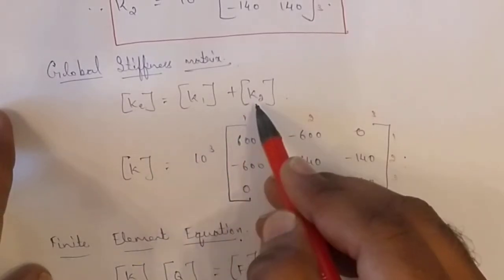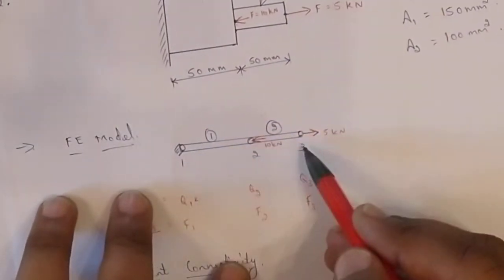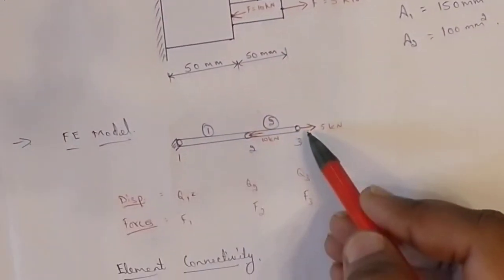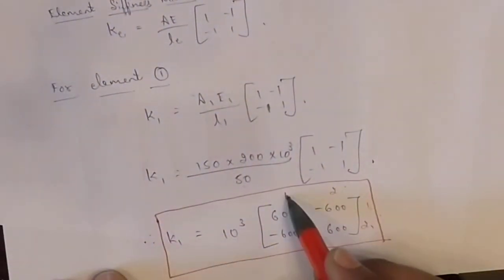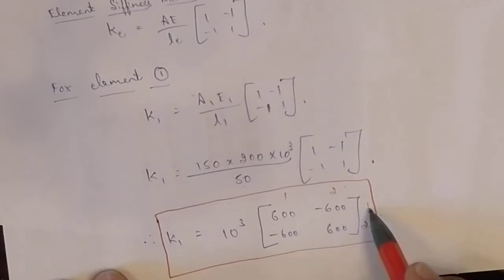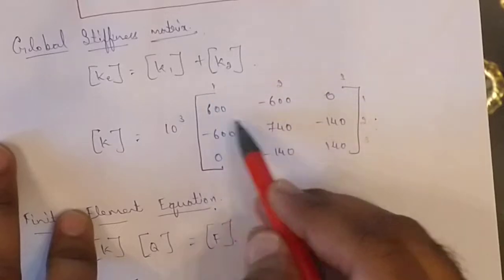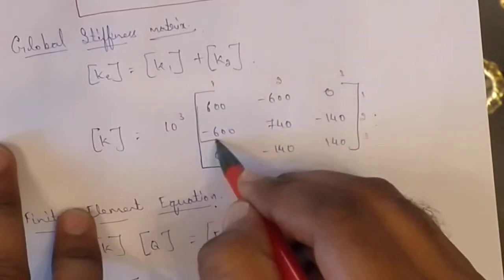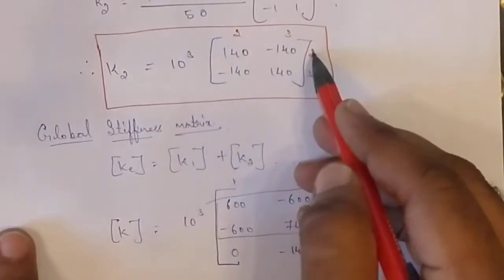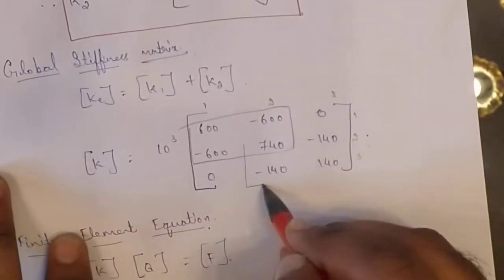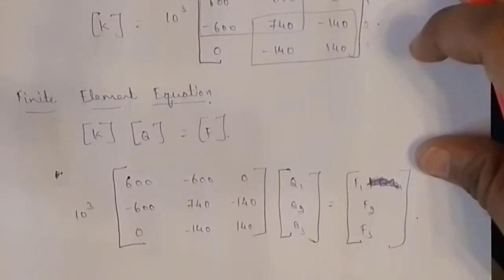Next, the global stiffness matrix. K is equal to K1 plus K2. We have 3 nodes here, so the size of the global stiffness matrix will be 3 cross 3. Write the 3 cross 3 global stiffness matrix. The first element is in coordinates 1 and 1, so just search for 1 and 1 in the global stiffness matrix and write the first matrix. Similarly, the second matrix is between coordinates 2 and 2. It starts from here and goes on like this.